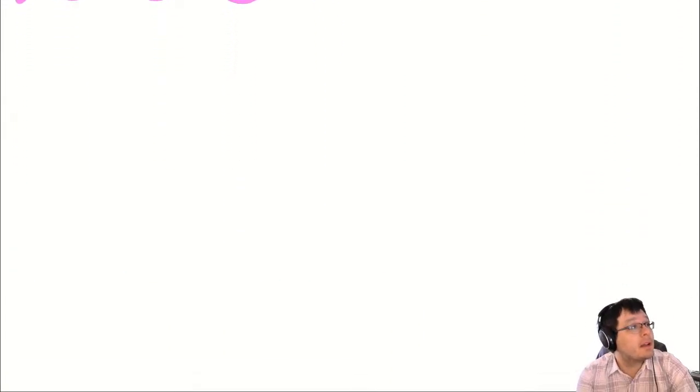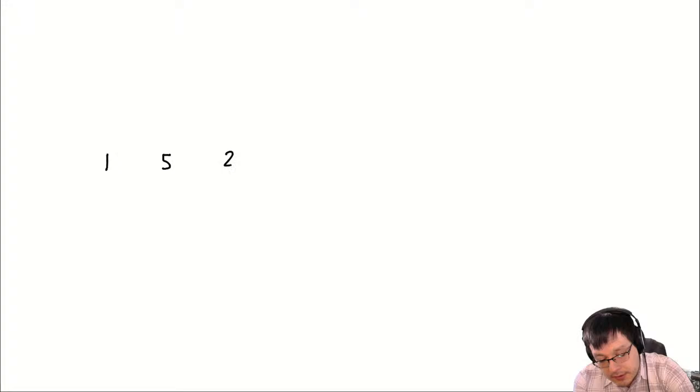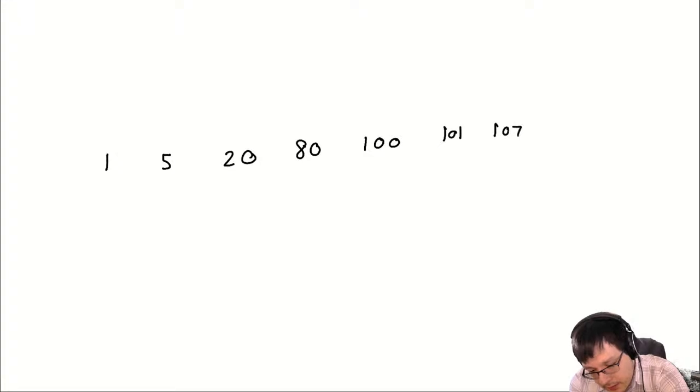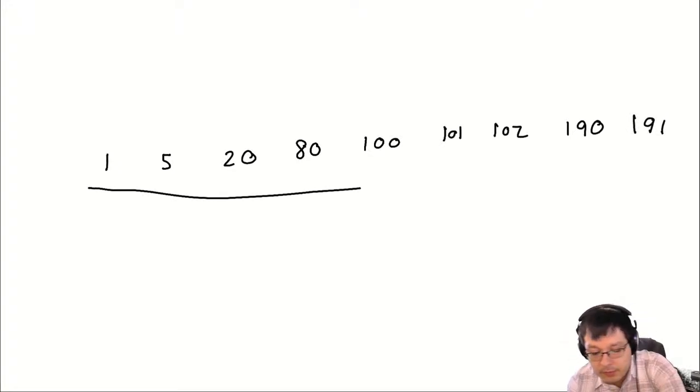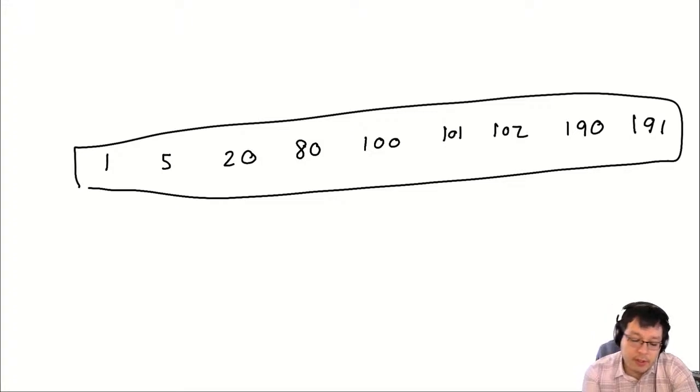Okay, cool, nice. All right, so let's go ahead and throw in some numbers here in a sorted manner. So let's say we had random numbers and then we sorted them. So we have the numbers 1, 5, 20, 80, 100, 101, 102, 190, and then 181. Okay, so this is the list that we are working with.